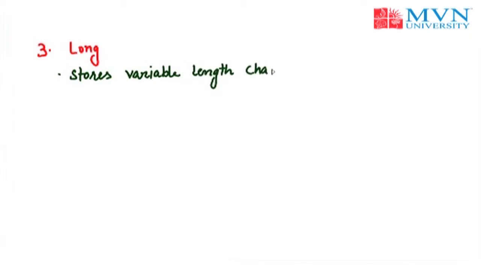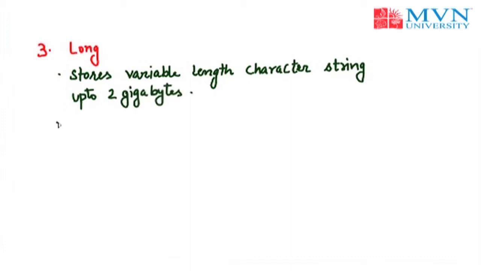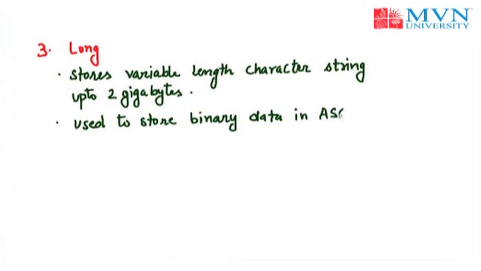For example, price NUMBER(10,3). The variable price can store a number of 10 digits including the decimal point and 3 digits after the decimal point. Next data type is LONG. It stores a variable length character string up to 2 gigabytes. It can also be used to store binary data in ASCII format.